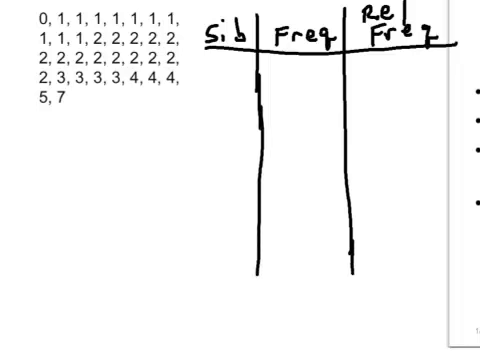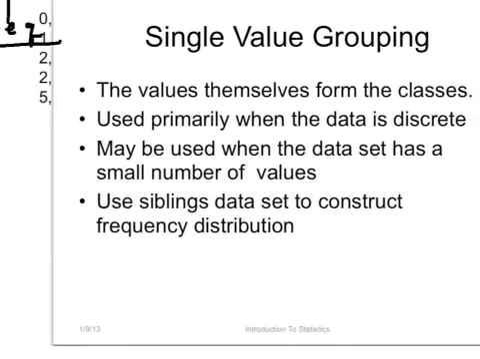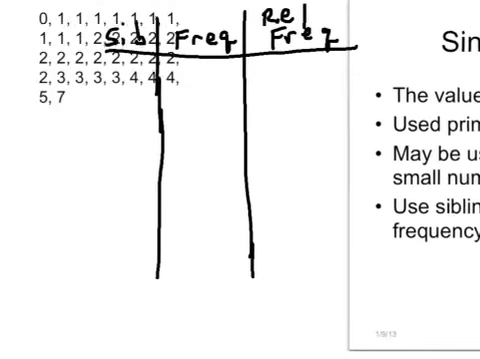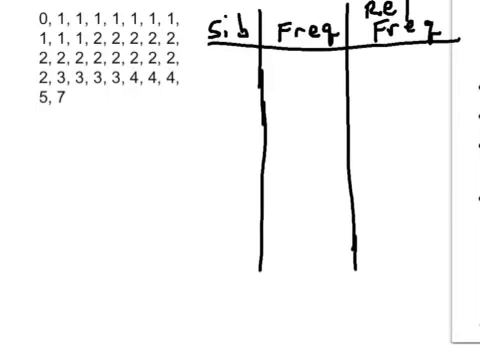Now let's just take a look at this discrete data set, and notice that there is a small range of values. We're only going from 0 to 7. And according to our previous slide, remember that it said that the data values themselves will form the bins. Okay, so that means that each one of these values will form our bin.